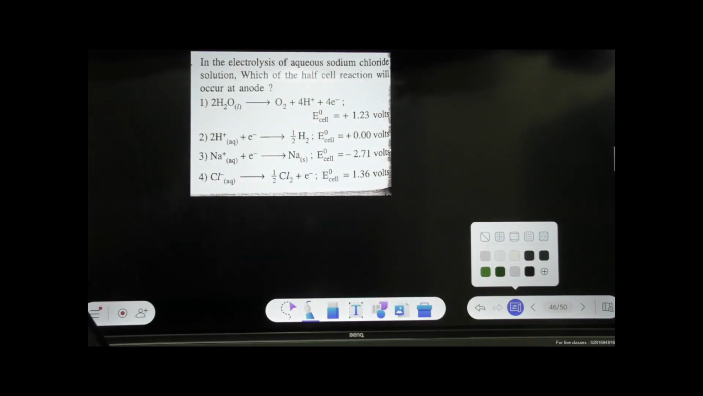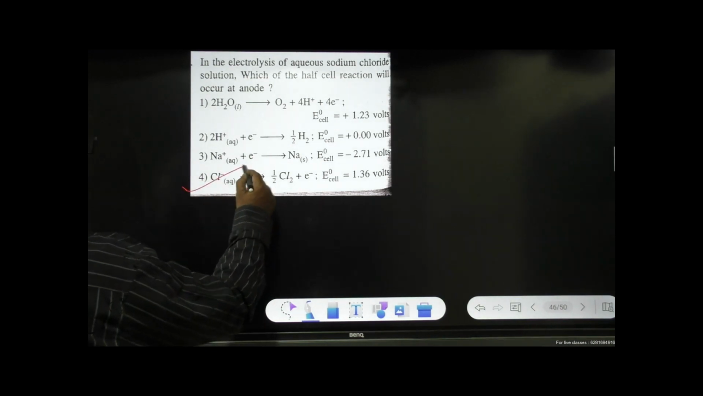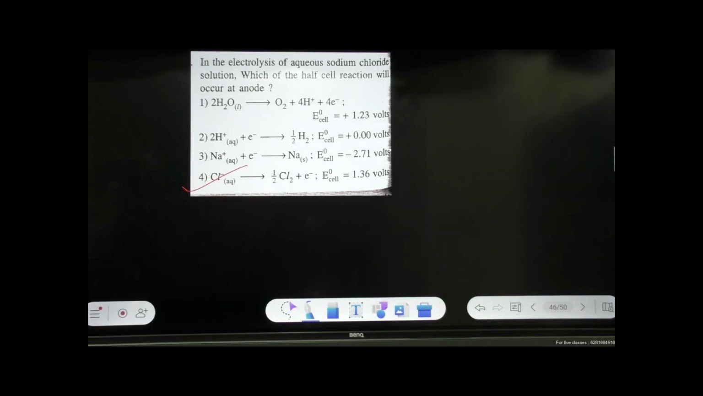In electrolysis of aqueous solution of sodium chloride, which half cell reaction will occur at anode? At anode, chlorine is discharged. So this half cell reaction takes place at anode in aqueous NaCl.